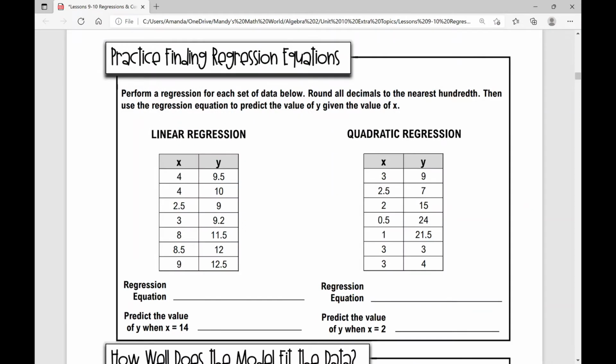The directions say perform a regression for each set of data below, round all decimals to the nearest hundredth, then use the regression equation to predict the value of y given the value of x. So I want you to get your calculator and follow along as I walk through the steps for how to find a linear regression and a quadratic regression for these two sets of data.